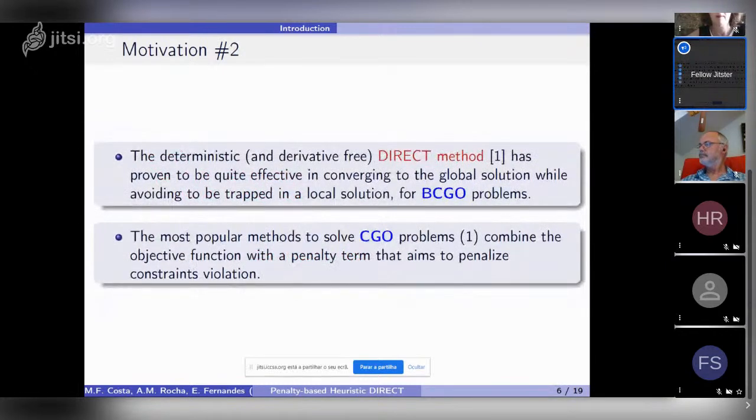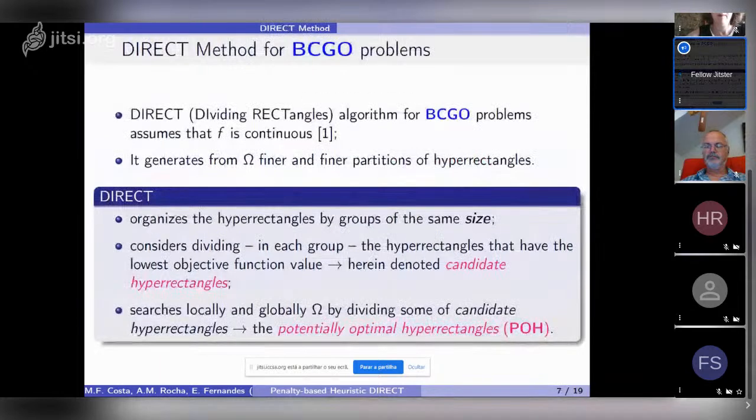For non-smooth BCGO problems, the direct method has proven to be quite effective in converging to the global solution while avoiding being trapped in a local one. The most popular methods to solve CGO problems are the penalty methods, which combine the objective function with a penalty term that aims to penalize constraint violations.